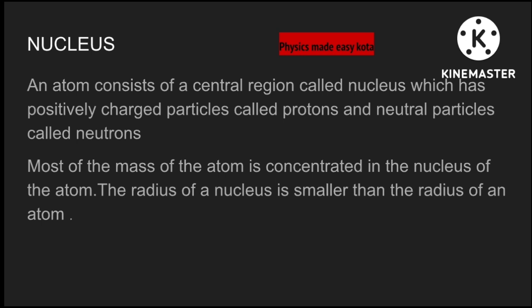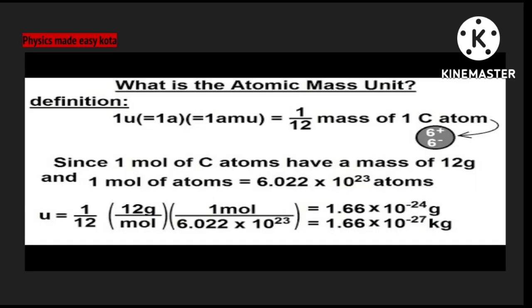The radius of the nucleus is smaller than the radius of the atom by the factor of 10 raised to power 4, and the volume of the nucleus is nearly 10 raised to power minus 12th of the volume of the atom. To understand the composition of the nucleus, we must know about the atomic mass unit. Atomic mass unit is the unit in which we can express the mass of the nucleus and its constituent particles, and this is one of the smallest units.